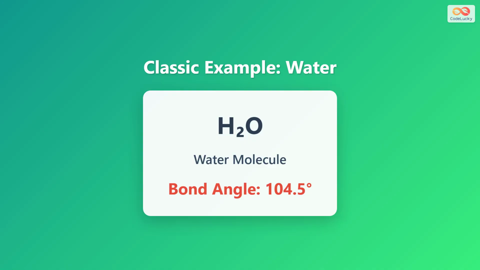A very well-known example of bent geometry is water, with the chemical formula H2O. The two hydrogen atoms and one oxygen atom form an angle of 104.5 degrees. The molecule is not straight, but bent, giving water many of its unique properties.